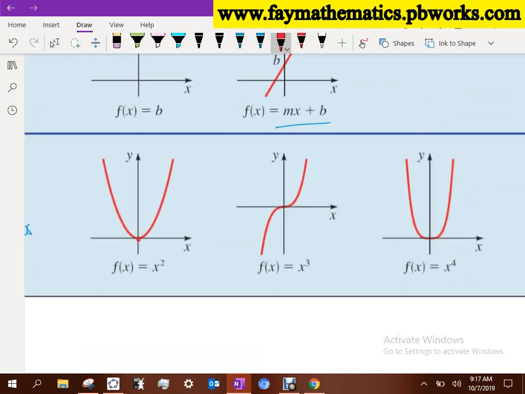So I want you to commit to memory. 0, 0, 1, 1, 2, 4, negative 1, 1, negative 2, 4. And hopefully that's a series of 5 points that you already knew, okay, because you've worked on these for 3 years now.